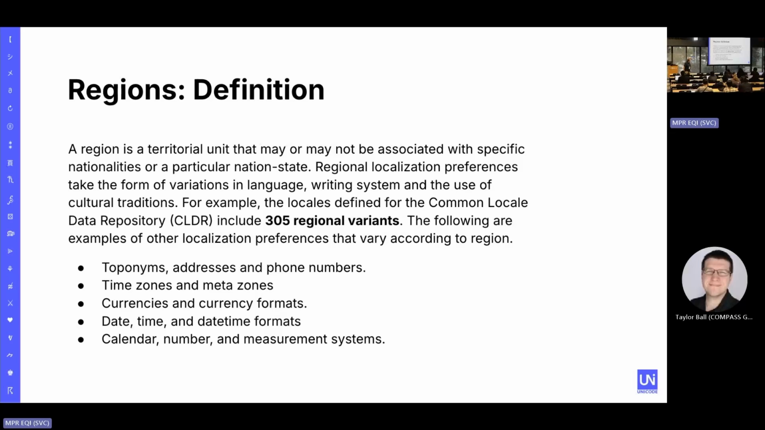So the following are some examples of localization preferences that tend to vary according to region. You have toponyms, place names, addresses and phone numbers, time zones and metazones, currencies and currency formats, date, time, and date time formats, and calendar number and measurement systems.